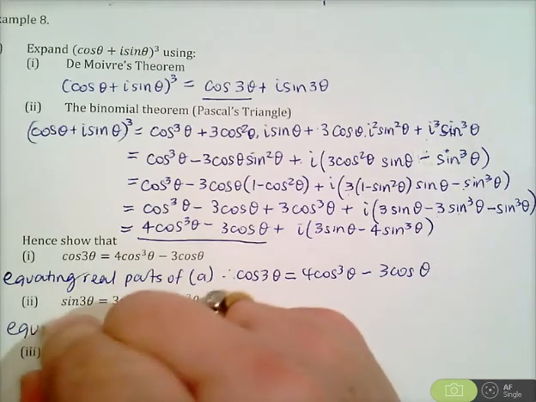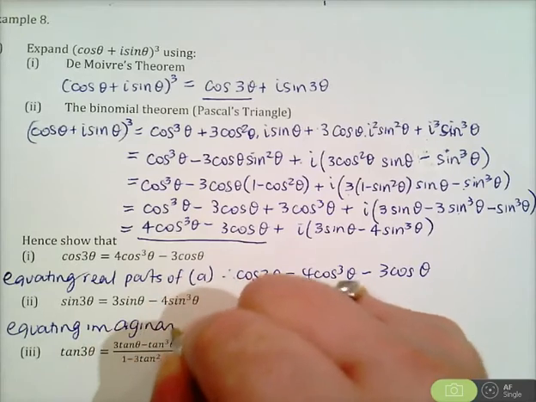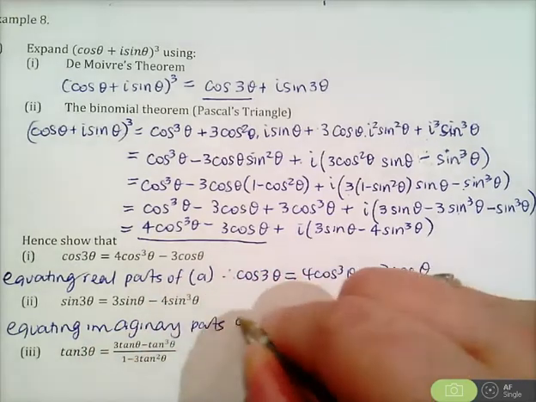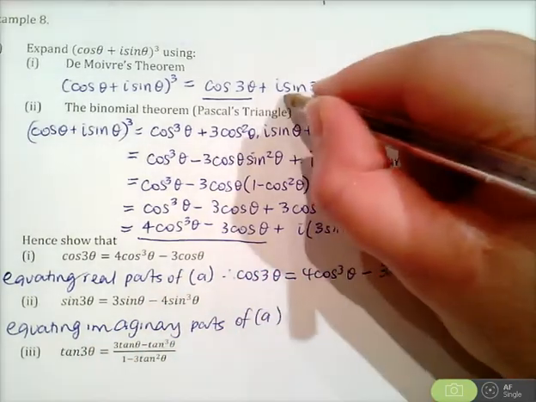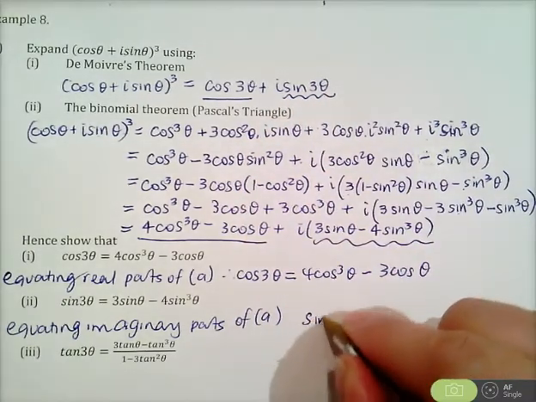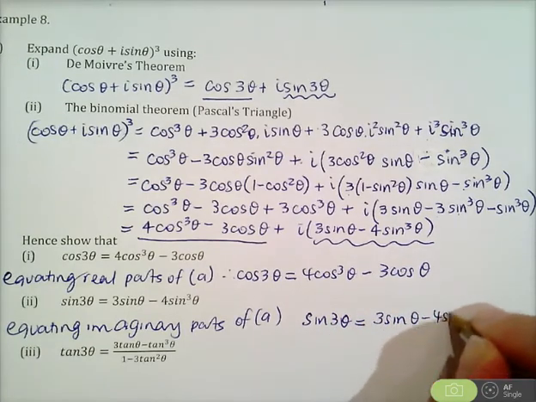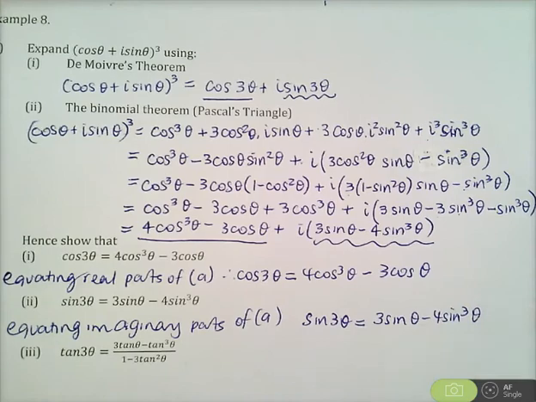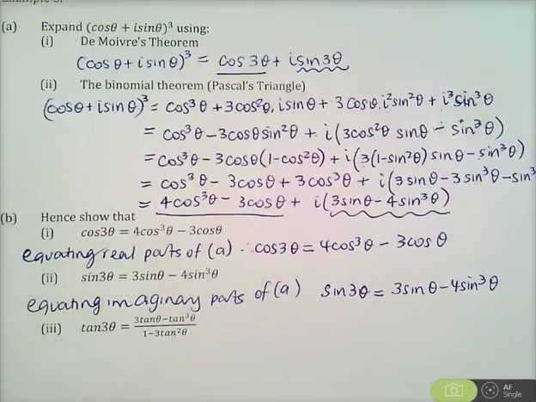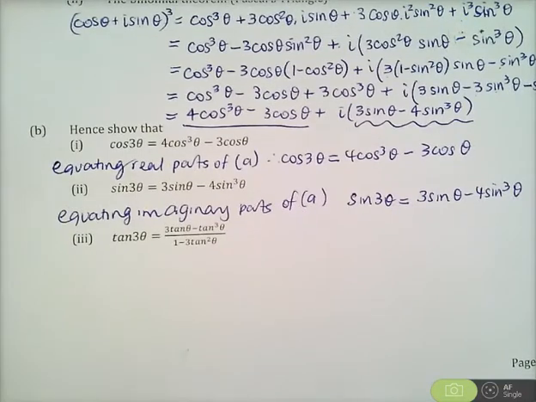And if we look at equating imaginary parts, we get that sine 3 theta equals 3 sine theta minus 4 sine cubed theta. So now for the last part, we have to show that tan 3 theta is (3 tan theta minus tan cubed theta) over (1 minus 3 tan squared theta).